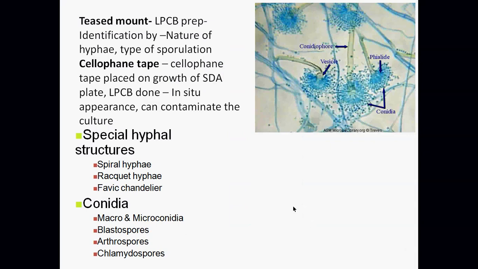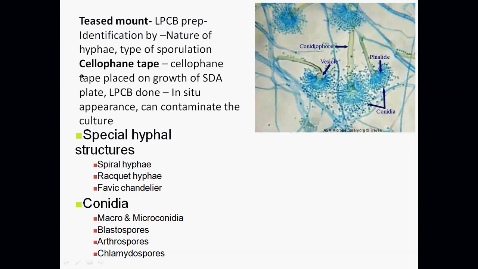Now once you get the growth of the colony on the Sabouraud dextrose agar, further we have to identify it with different microscopic preparations. So in bacteriology, after getting the growth of colony, we go for gram staining, while in mycology, once we get the growth of the colony in the Sabouraud dextrose agar medium, we go for LPCB preparation, and the identification is done by the nature of the hyphae or the type of sporulation it produces.